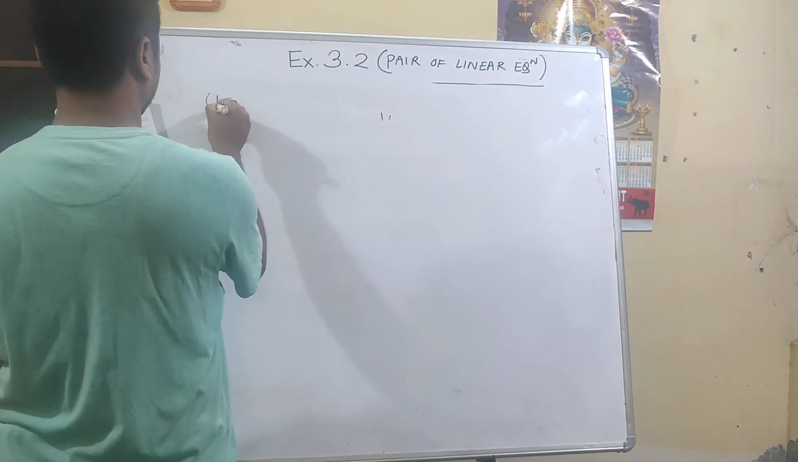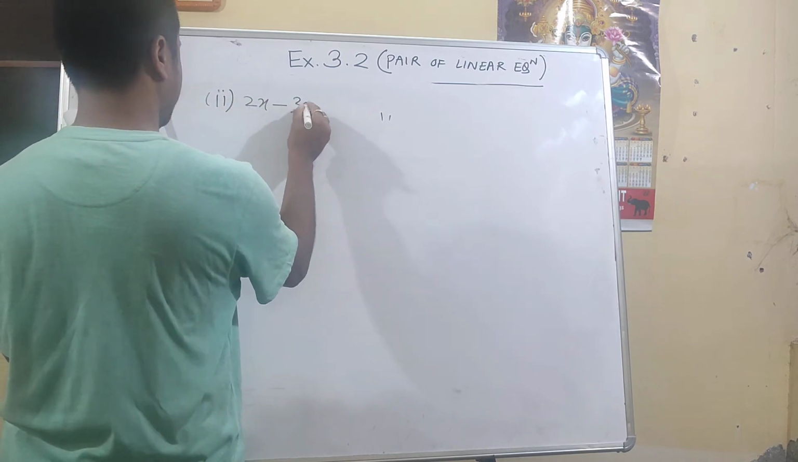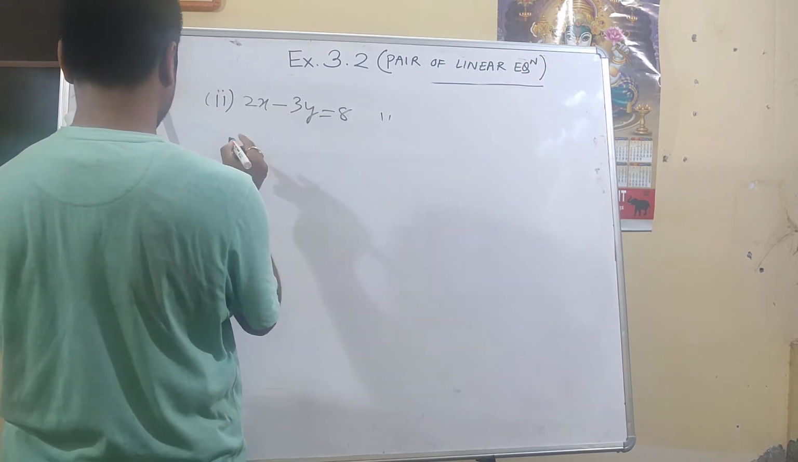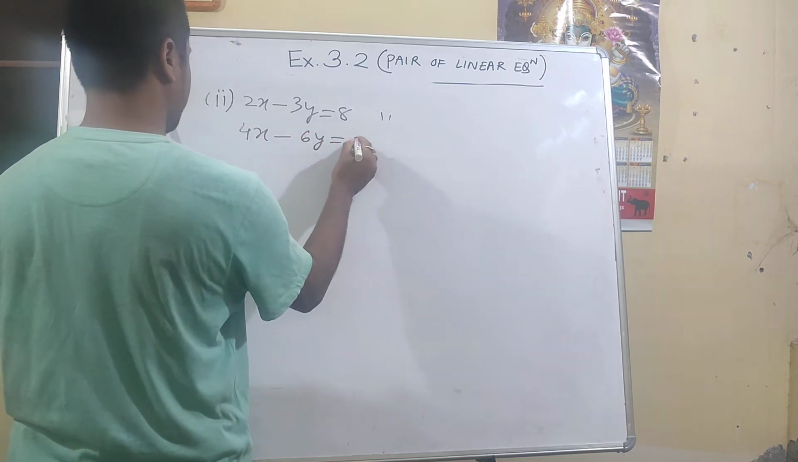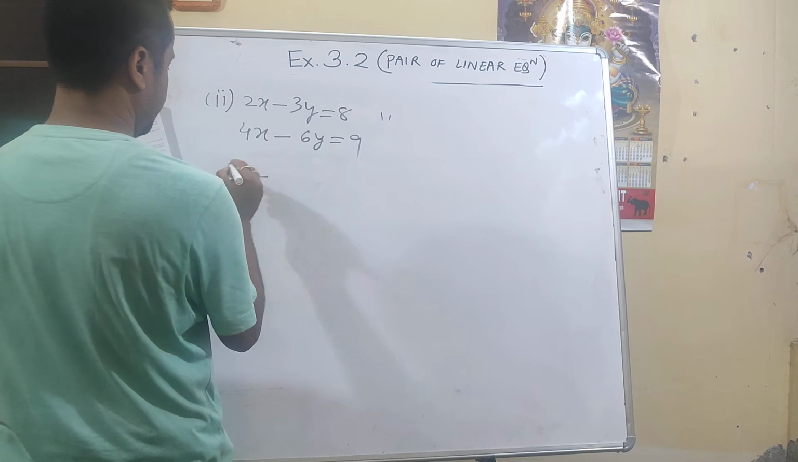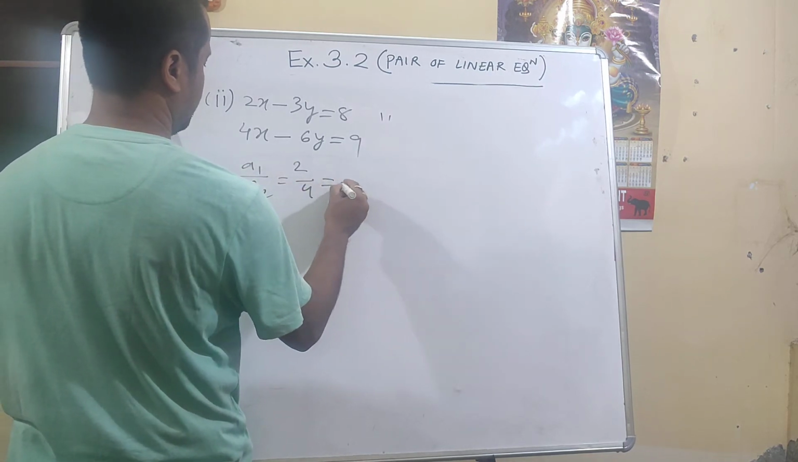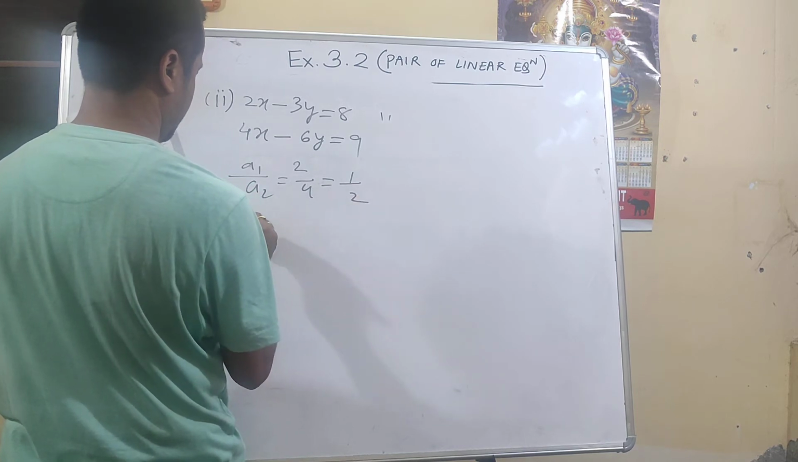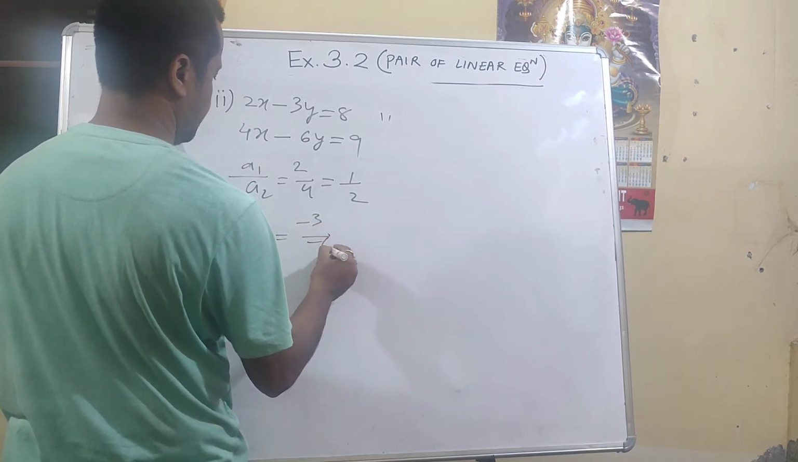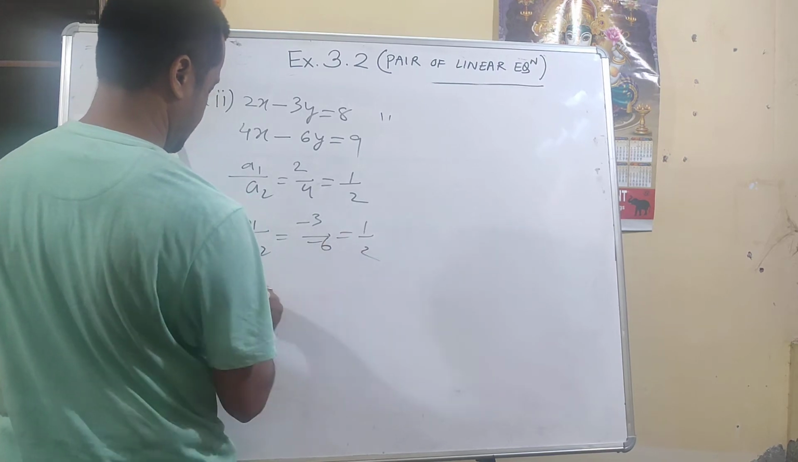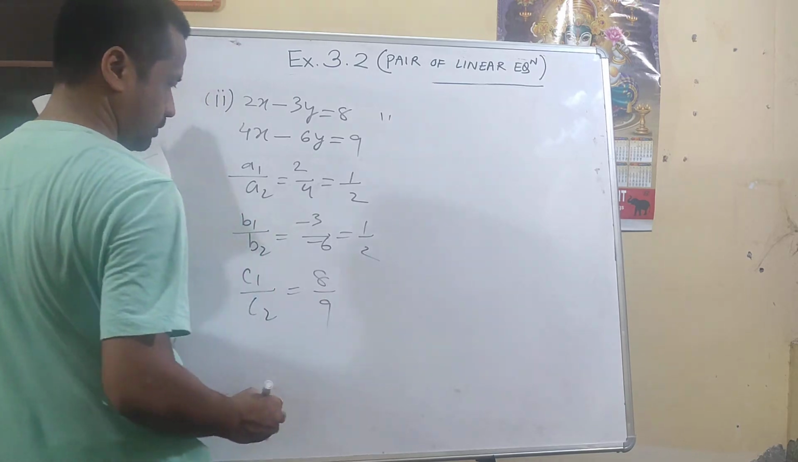Number 2, 2x minus 3y is equal to 8, number 1, and number 2, 4x minus 6y is equal to 9. So quickly check a1 by a2. 2 by 4 is equal to half. b1 by b2 is equal to minus 3 by minus 6 is equal to half, and c1 by c2 is equal to 8 by 9.